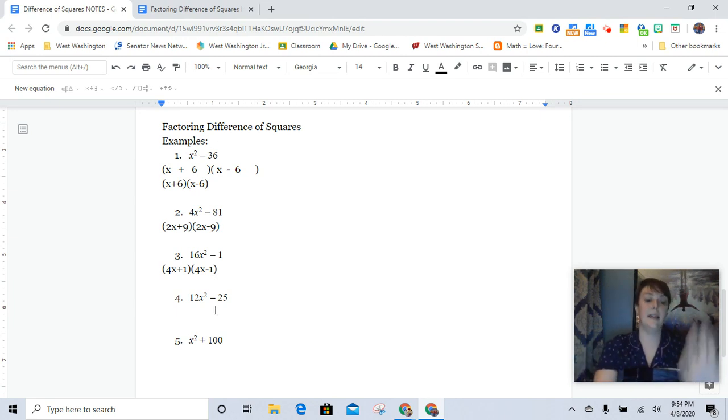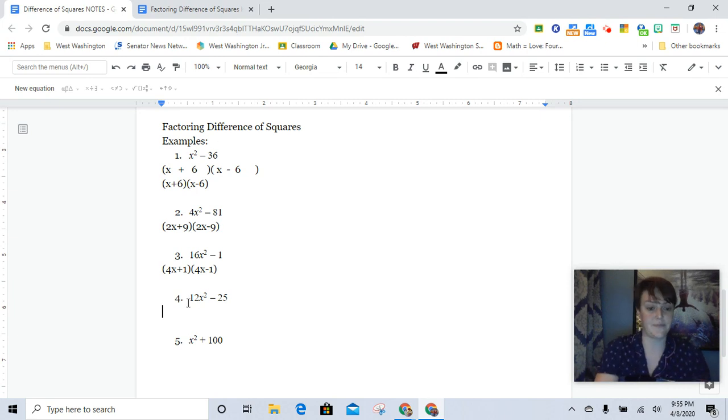Okay, next one. 12x squared minus 25. Okay, what's the square root of 12? And somebody is there with the calculator open and like, it is 3.72895. No, it's not. I mean, it might be, but for our cases, no, it's not. There is no square root of 12 to where it would make doing this reasonable.